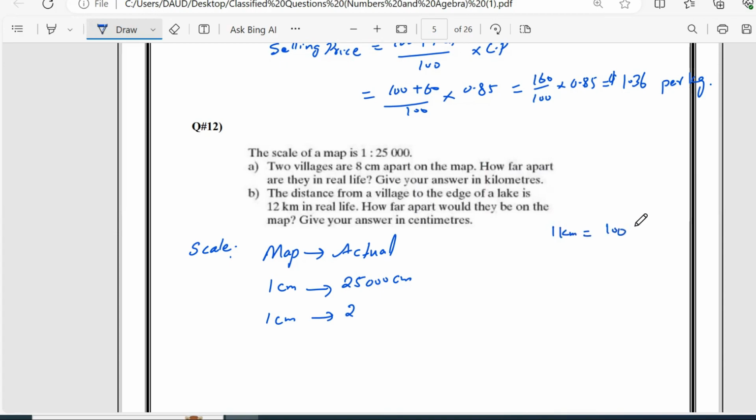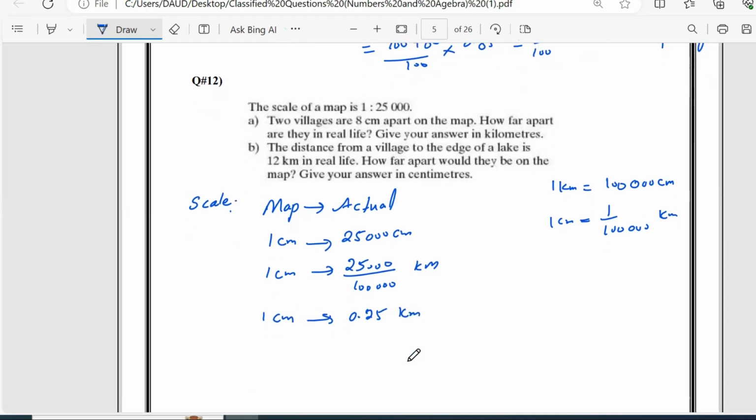We know how to change centimeters to kilometers. 1 kilometer equals 100,000 centimeters. So we have to divide by 100,000. 25,000 divided by 100,000, so now it is in kilometers. It is 0.25 kilometer.